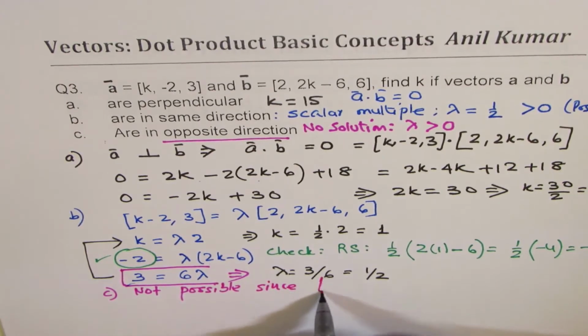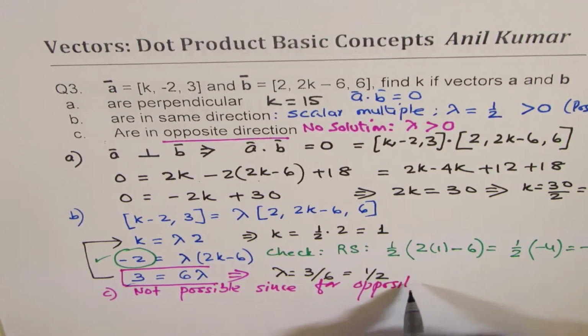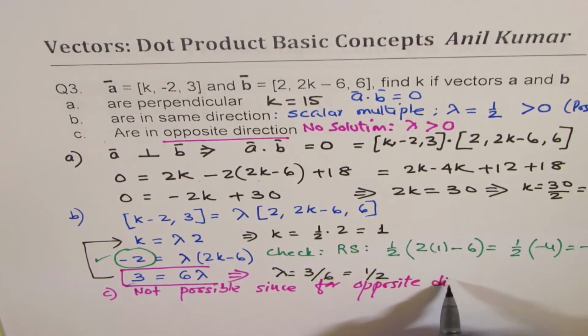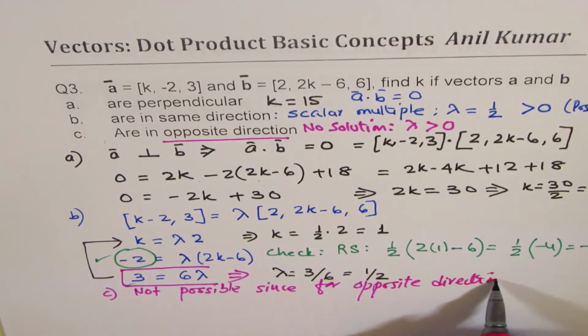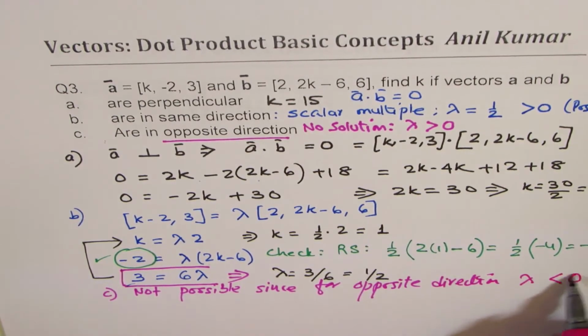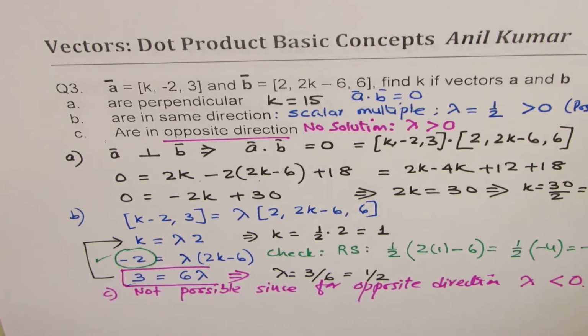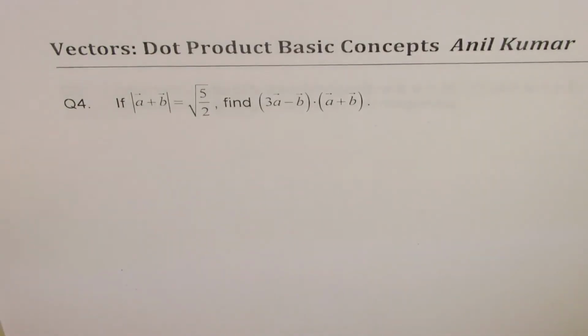Since for opposite direction, the multiple lambda should be less than 0, right? But we know it is greater than 0, right? So it is not possible. Is that clear? So that is how you're going to answer this question. So let's move on and take up question number 4.